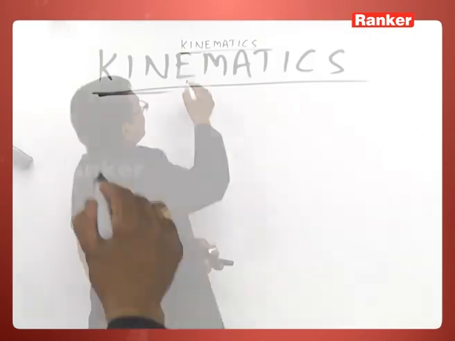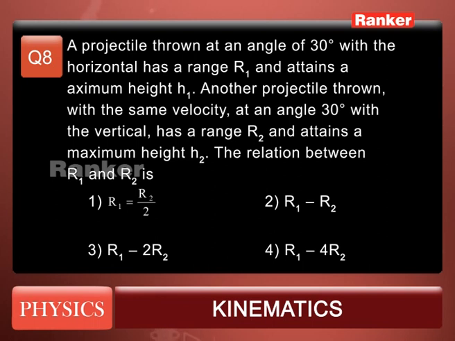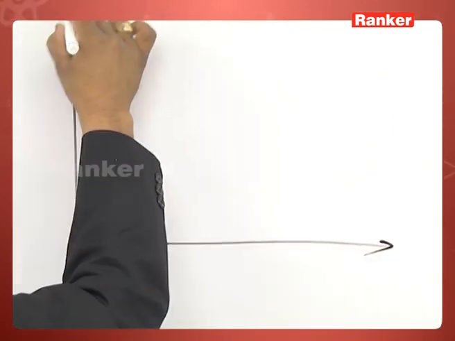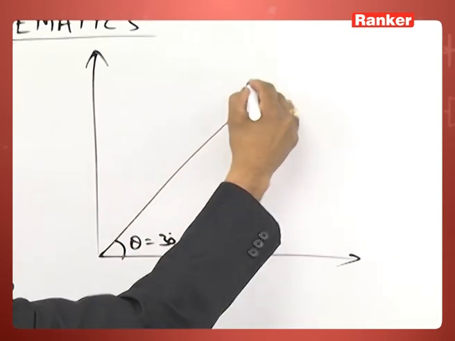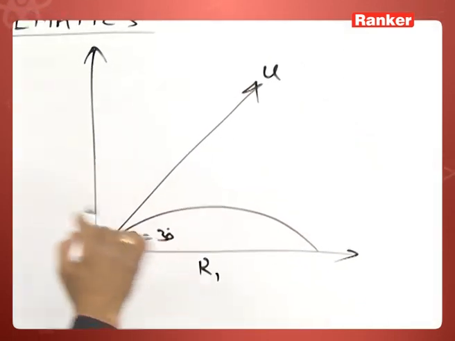Coming to 8th problem, let us read the problem. A projectile thrown at an angle of 30 degrees with the horizontal has a range R1 and attains a maximum height H1. Another projectile thrown with the same velocity at an angle of 30 degrees with the vertical has range R2 and attains a maximum height H2. Then what is the relation between R1 and R2? First it is projected, let us see, at an angle 30 degrees with the horizontal with a velocity u as it is given. Then range is given R1.